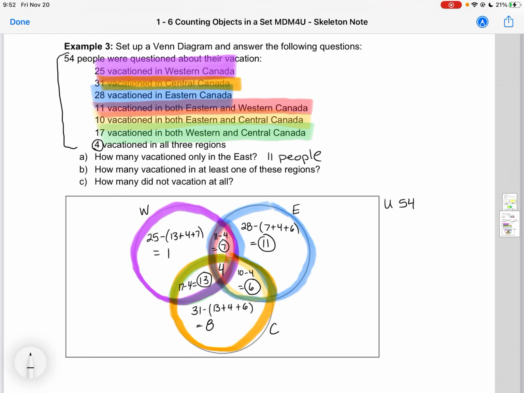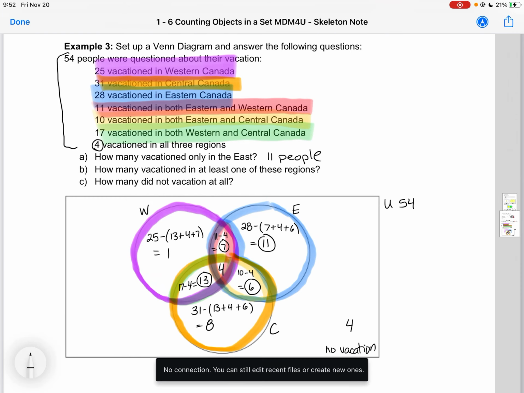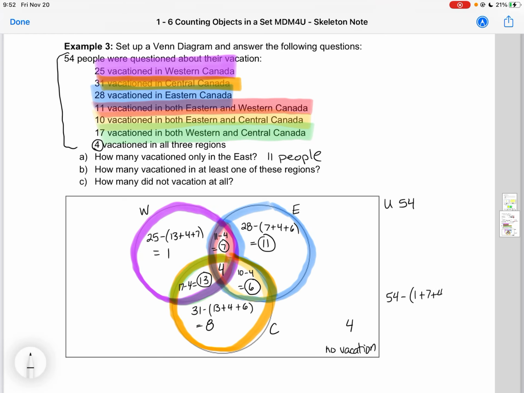Now the other thing that I need is going to be the number of people that went on no vacation at all. So no vacation, I would have 4 people left over. In order to figure that out, I can start with 54, and I'm going to take away the sum of all of those inside parts of the circle. So take away 1 plus 7 plus 4 plus 13 plus 11 plus 6 plus 8, and that's going to give me 4 people that didn't go on vacation, which would be 4.